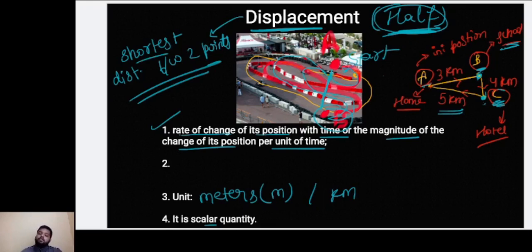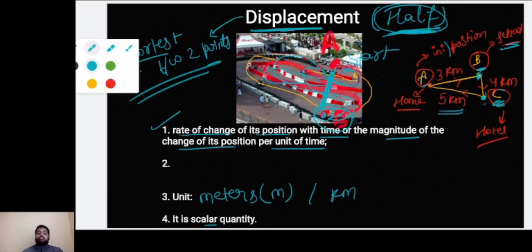Now even if you go through the whole world and then come to B, still if I ask you what is your displacement from A to B, you will say that this is only my displacement. The shortest path is the only displacement I have covered. This is my displacement. Now guys, I know it's a little bit confusing for you guys.